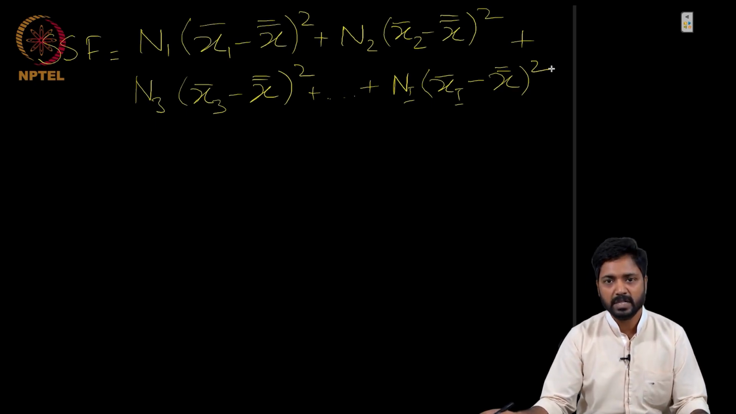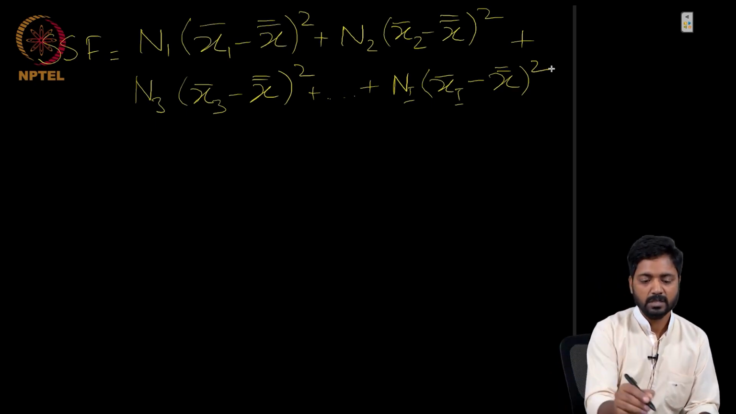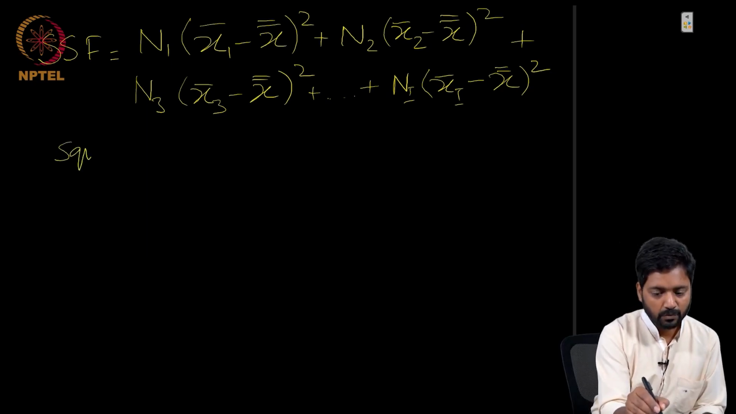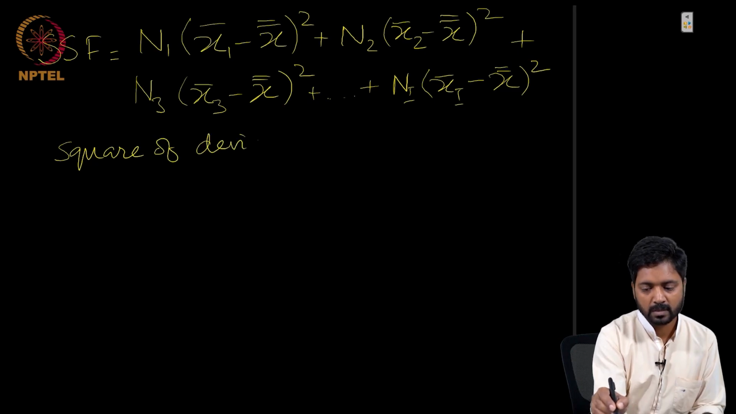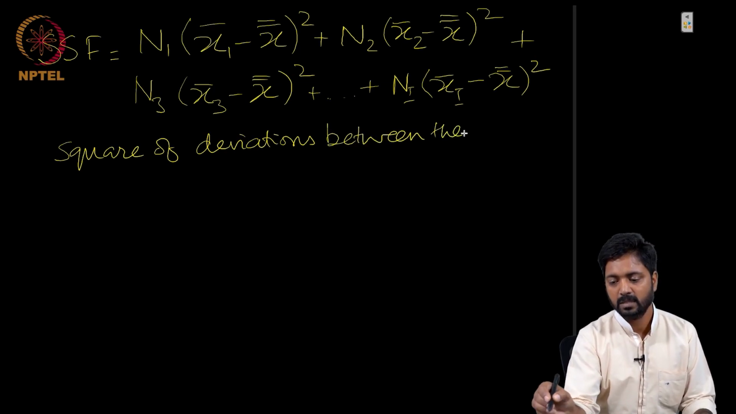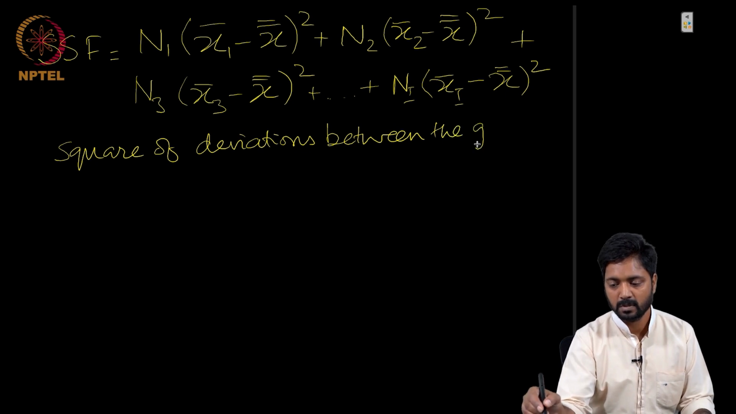So, the sum of squares due to factors considers the square of deviations between the groups.